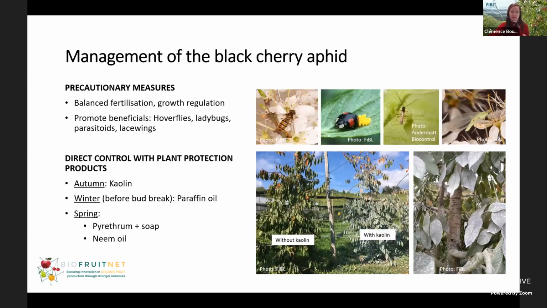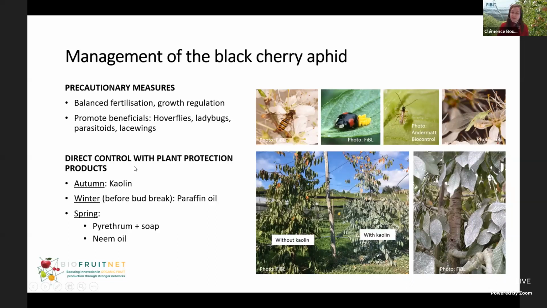Now, what can you do against the black cherry aphid? The first step is to implement precautionary measures, which means to have a balanced fertilization and not promote too heavy growth, because then you have young shoots that are very attractive to the aphids. Second, you can promote beneficials, including hoverflies, as you can see in this picture here, ladybugs, or lacewings. These are all generalist predators, or parasitoids that lay their eggs within the aphid.